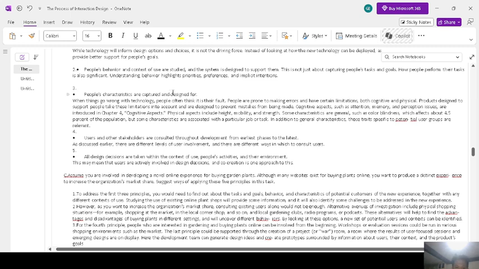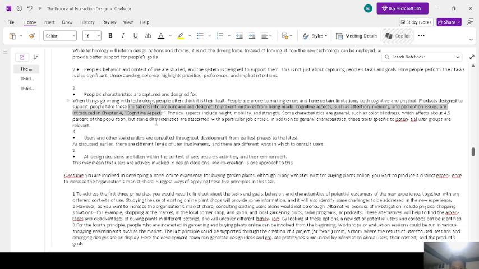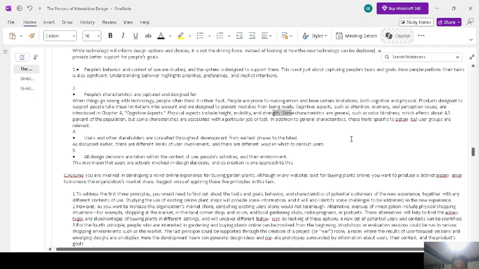People's characteristics are captured and designed for. When things go wrong with technology, people often think it is their fault. People are prone to making errors and have certain limitations, both cognitive and physical. Products designed to support people take these limitations into account and are designed to prevent mistakes from being made. So people are prone to error, so the product that helps them do their task is ultimately what will win, even though the other product has more features because it's not easy to use.